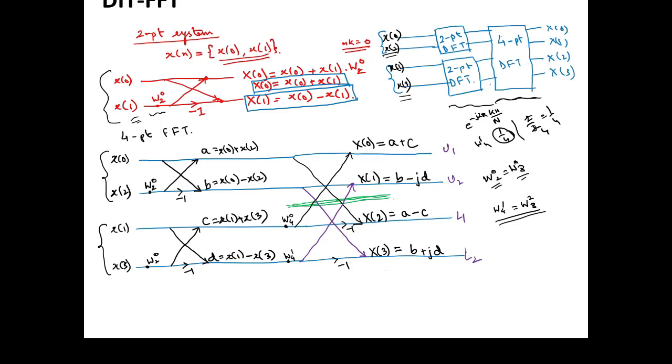Now coming to the DIT FFT. So what happens? First we are having a 2-point DIT FFT. So we have X0, X1. So X0, X1, it is already in the paired form, so we need not decimate it. So what happens? X0, X1, we have this butterfly architecture, it is a 2-point DFT.